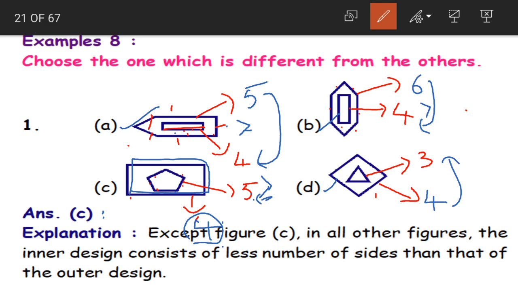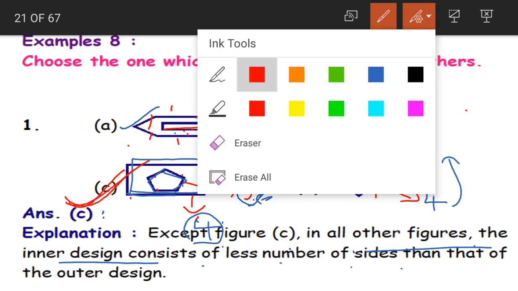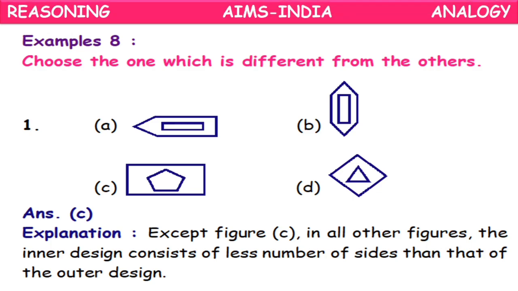See, look at the explanation also. Except figure C, in all other figures, the inner design consists of less number of sides than that of the outer design. Yes, in all the cases, the inner shape has less number of sides than the outer shape. Only in option C, we find that the inner shape is having more sides than the outer shape. Now, that is why option C becomes our odd one. It is different from the others given. So, option C becomes our odd one here. Understood, children?